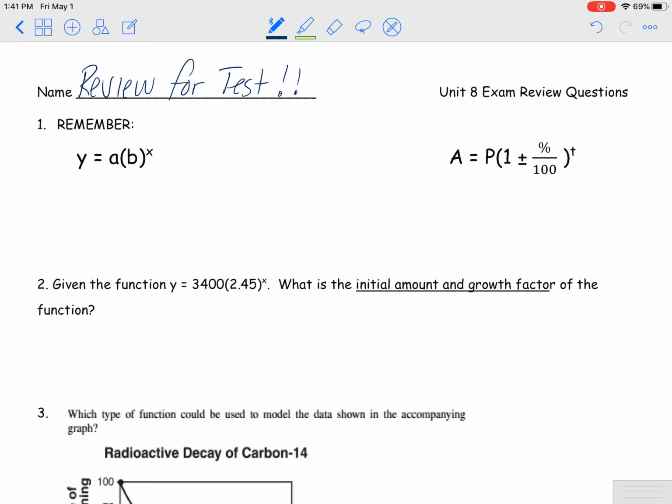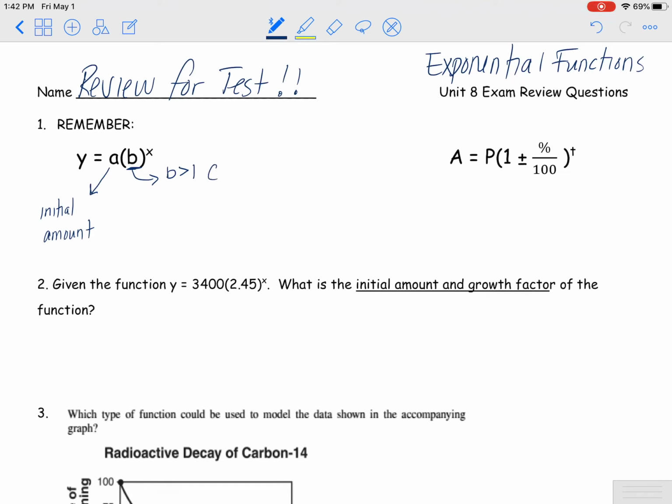All right, so some things we've got to remember about exponential functions. That was the unit that we're finishing up, exponential functions. So we know that the general equation is going to be a b to the x. We have to remember that the number in the front, or our a value, was always our initial amount, whatever in the situation it started with. The number inside the parentheses.